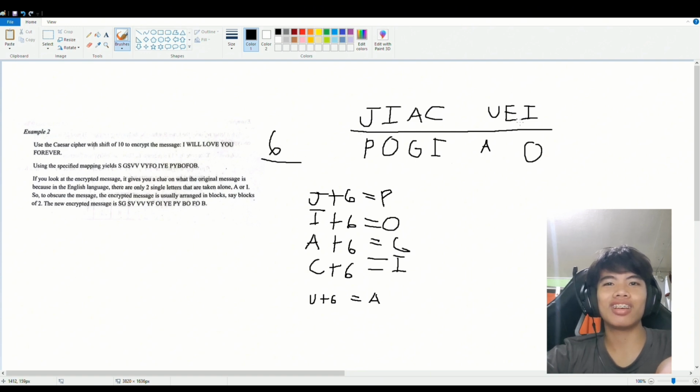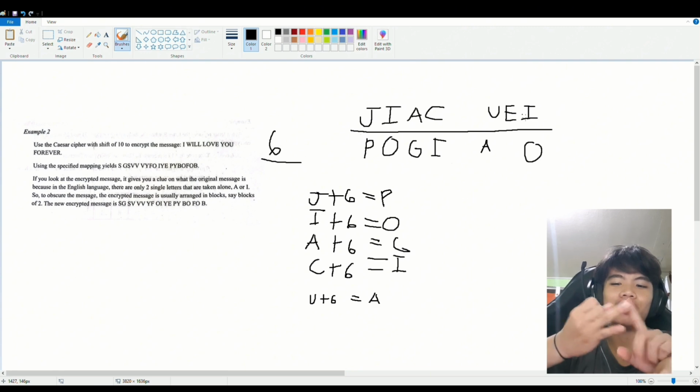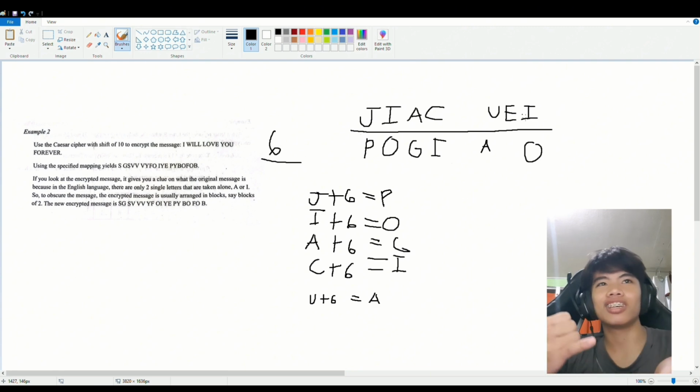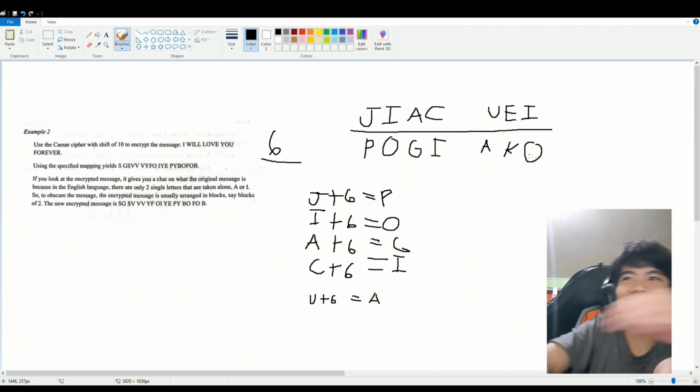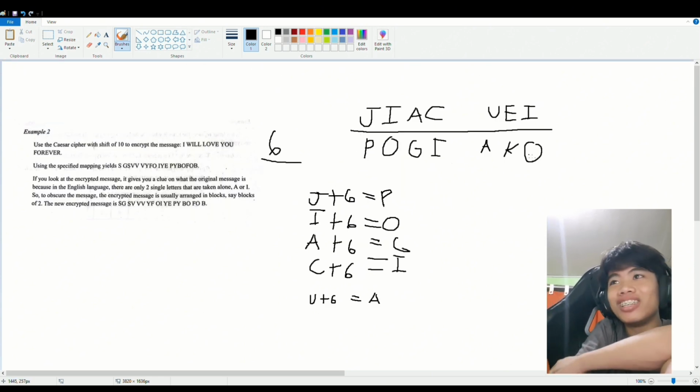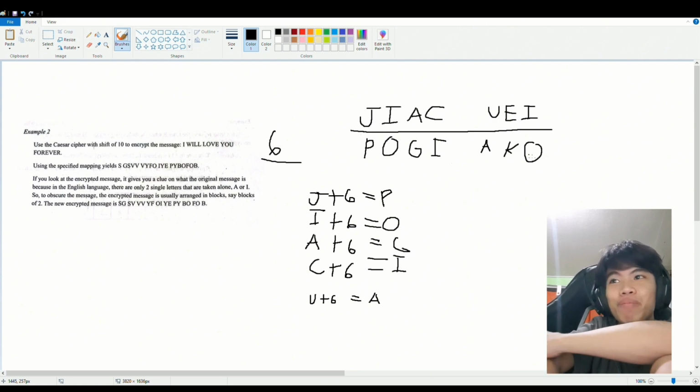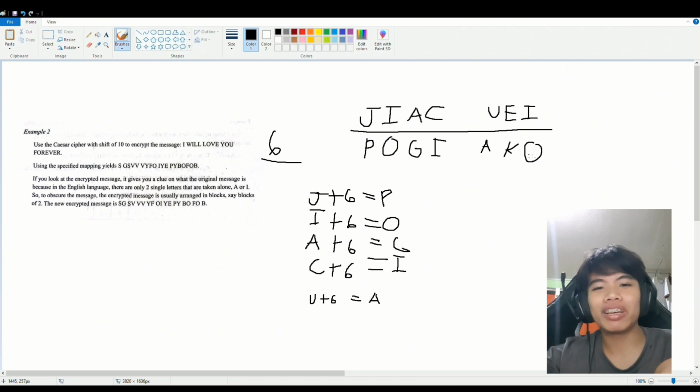Tapos, dito, last one, E, F, G, H, I, J, K. So, K. Ako yung tinutukoy dito. Pogi ako. So, ayan. Ganyan lang gumamit ng Caesar cipher. So madali lang siya compared sa iba sigurong cipher na mahirap i-decode.